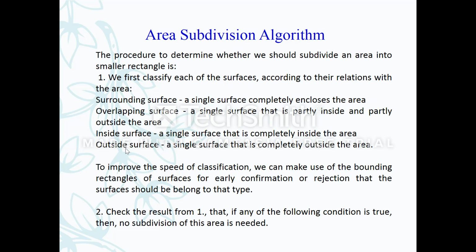To improve the speed of the classification, we can make use of bounding rectangles of surfaces for early confirmation or rejection that the surface belongs to that type or not. How does it do this? If a rectangle has no object at all, then classification of that region is useless. So we can make early decisions to avoid that. Check the result from step 1: if any of the conditions is true, subdivide. If it is not, then no subdivision of the area is needed, to avoid unnecessary calculations.